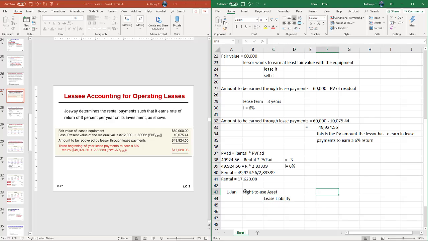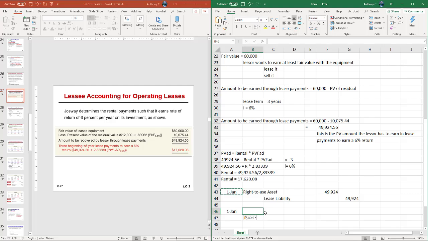Again, we set to record these equal to the present value of the lease payments. In this case, we determined that previously to be the $49,924. So we record both of these amounts. Again, I'll just round off to keep this more simple. And then second, let me just copy this down.